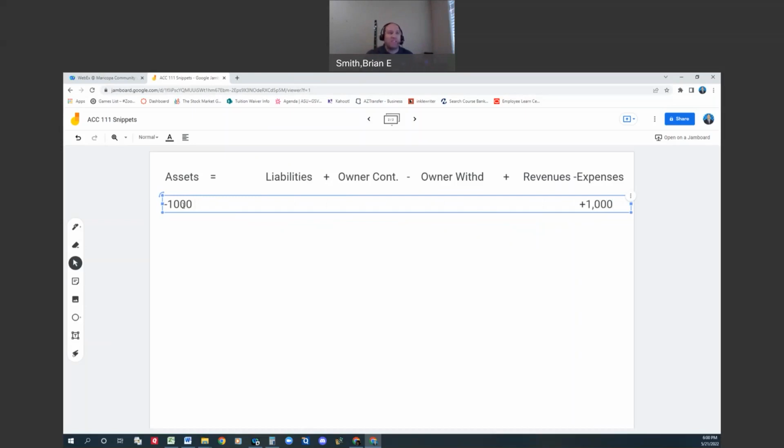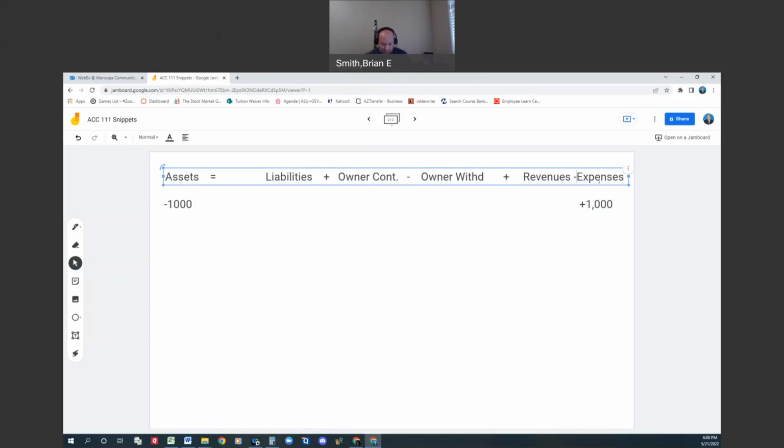And the reason for that is if you look at our equation up here, which has kind of gotten squished a bit, our expenses are subtracted from the accounting equation. So when we increase that account, we increase a subtraction, which is basically saying we're decreasing the overall side of that accounting equation.